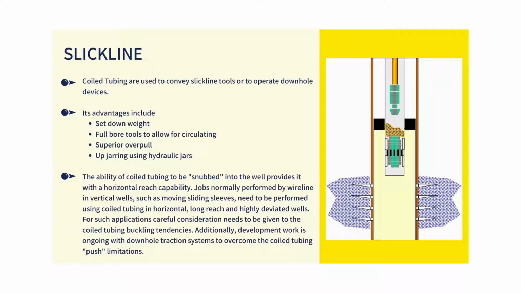Jobs normally performed by wireline in vertical wells, such as moving sliding sleeves, need to be performed using coiled tubing in horizontal, long reach and highly deviated wells. For such applications, careful consideration needs to be given to the coiled tubing buckling tendencies. Additionally, development work is ongoing with downhole traction systems to overcome the coiled tubing push limitations.